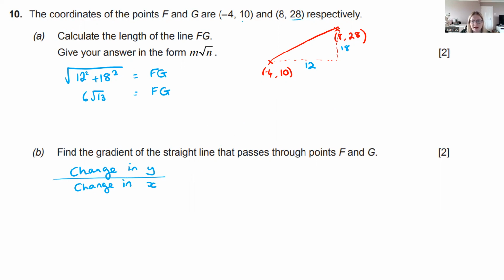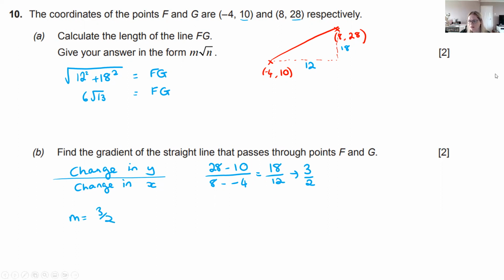So 28 and 10, and remember, we're always taking away over 8 take away -4. That leaves me with 18 on the top and 12 on the bottom. Then you're simplifying down. Use a calculator if you want to. There's no point doing any maths you don't need to do. And that's going to give you 3/2. So the gradient m is 3/2.